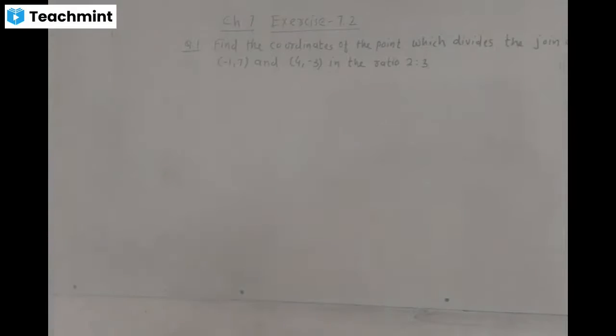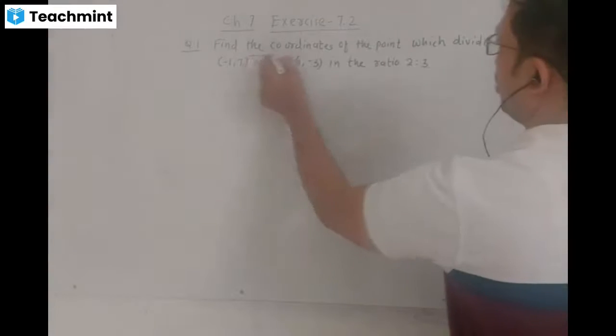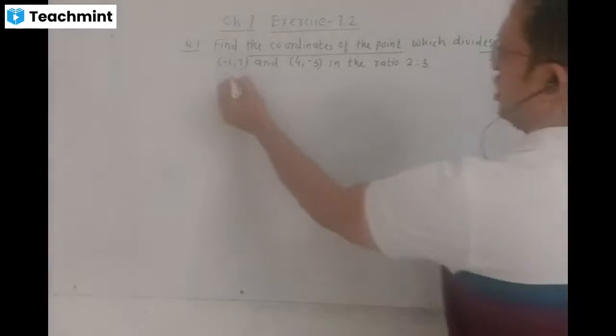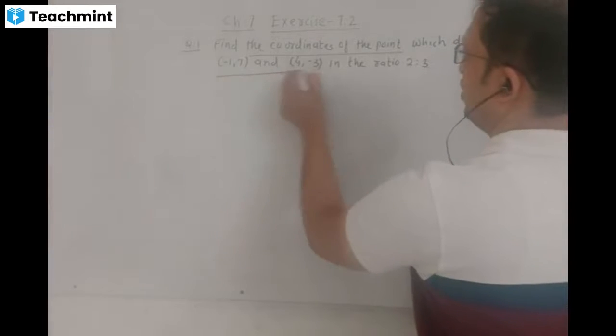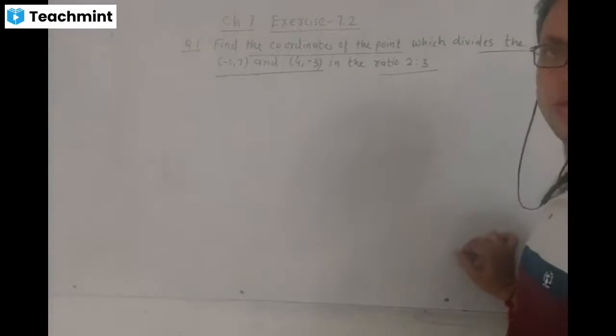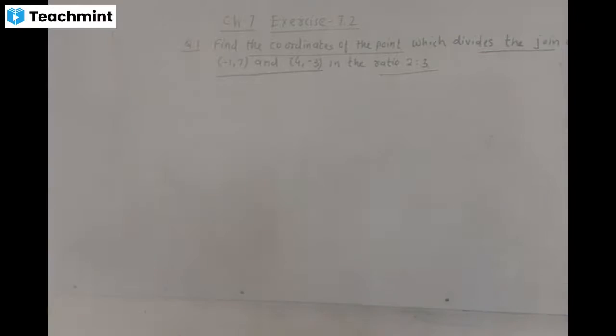Question number 1. Find the coordinates of the point which divides the join of the points A(-1, 7) (x1, y1) and B(4, -3) (x2, y2) in the ratio m1 is to m2, that is equal to 2 is to 3. Here the ratio m1 is to m2 is equal to 2 is to 3.